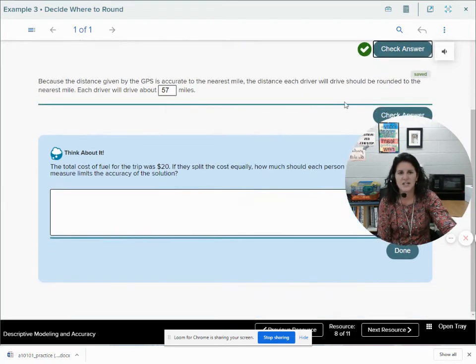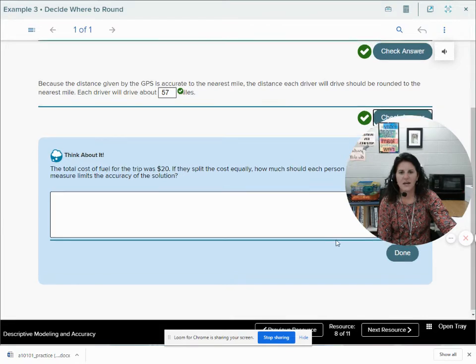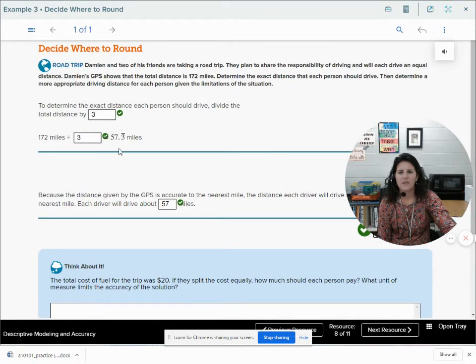We can check our answers. And they are correct. We can't say that they're going to drive 57.3 repeating miles because our tripometer doesn't calculate, or in this case, the GPS system does not do tenths of a mile. It only does to the nearest mile. So we're going to estimate, and each person's going to drive 57 miles.